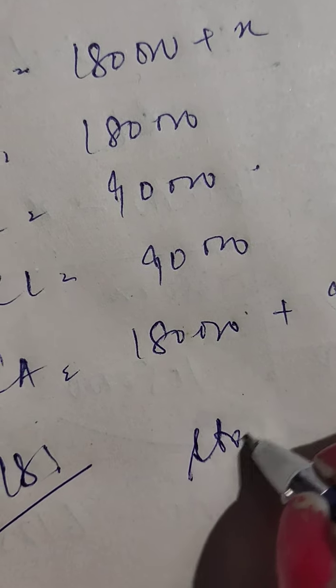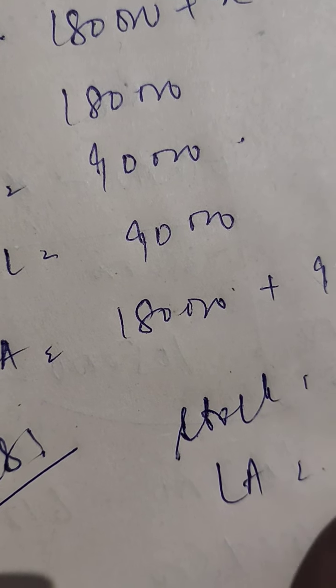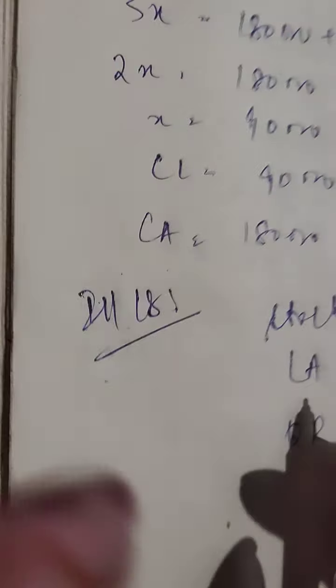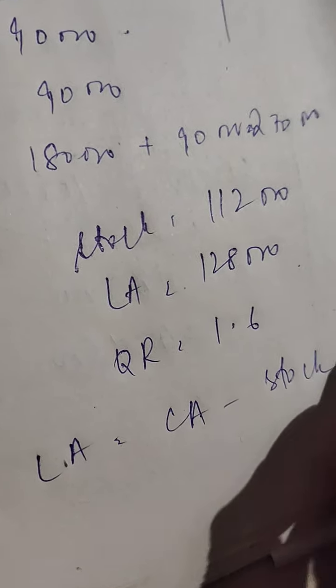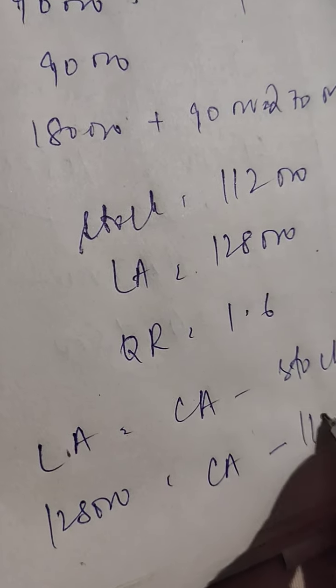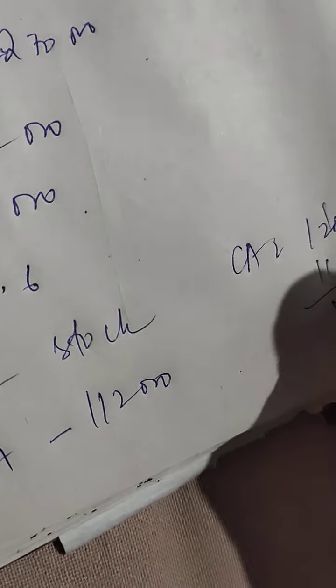Inventory is given. That means stock is equal to 1,12,000. Liquid assets are given, which is 1,28,000. Quick ratio is given, which is 1.6. You need to calculate the current ratio. Please check that stock is given. What was the formula of liquid assets? It was current asset minus stock. Liquid asset given 1,28,000 is equal to CA minus 1,12,000. So you need to calculate the value of CA. Total both of them, that is 1,28,000 plus 1,12,000. You will get 2,40,000 amount of current assets.